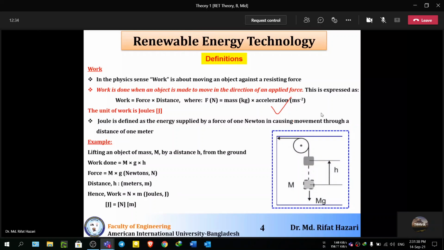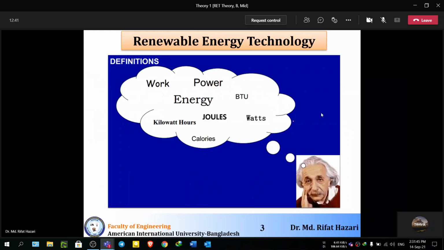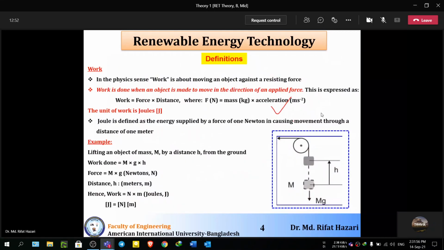Okay, and what about the unit of work? Joule. So what is joule? What do you mean by joule? What do you mean by Newton? Okay, so maybe you already know about it. As you are final year students, you have heard about work, power, and energy maybe multiple times, and you already have that idea. Okay, so let me elaborate.